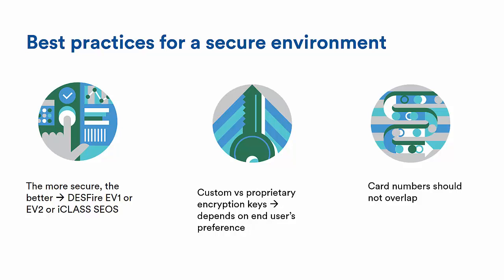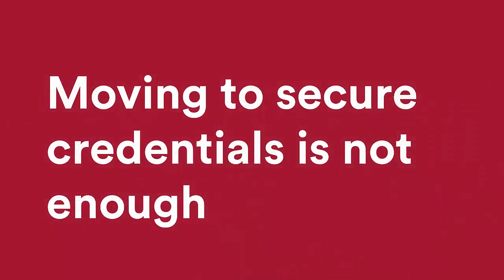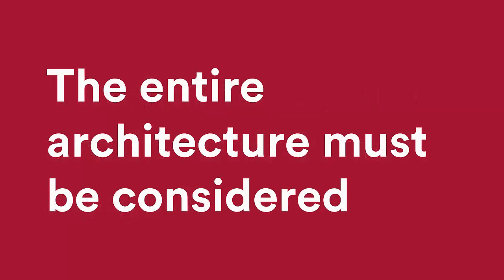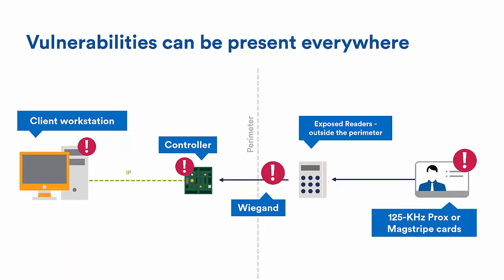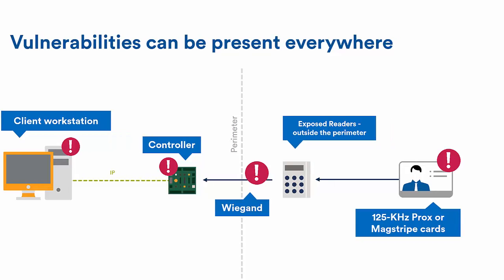So next we'll talk about why credential security is half the battle. Moving to secure credentials is not enough. The entire architecture must be considered, and I'd like to show that on this slide here. Vulnerabilities can be present at the card level, at the reader level, at the controller level, and even at the workstation, along with everywhere in between. So the next few slides will cover how threats have evolved and how to guide your customers towards a secure approach.